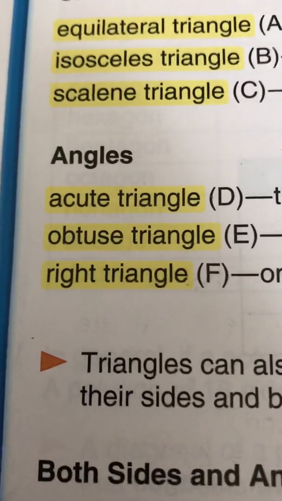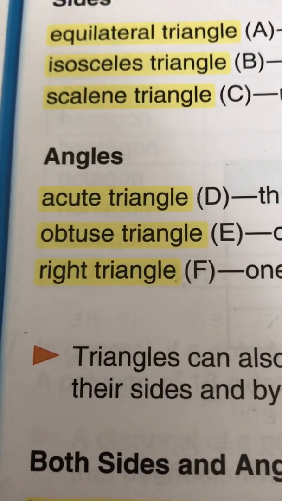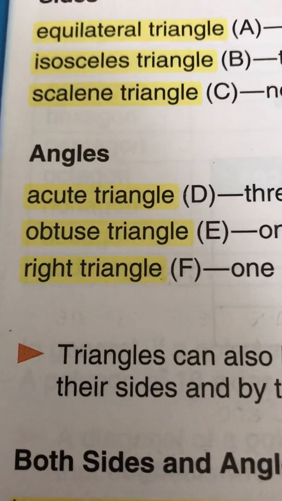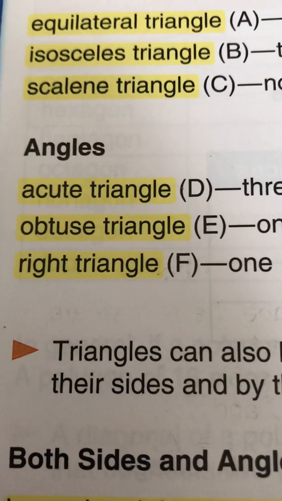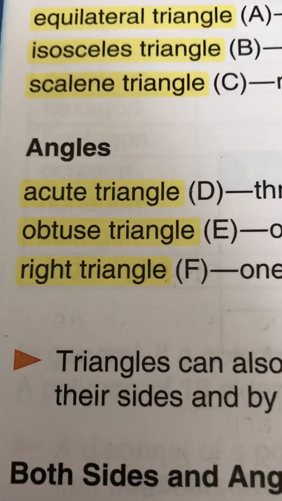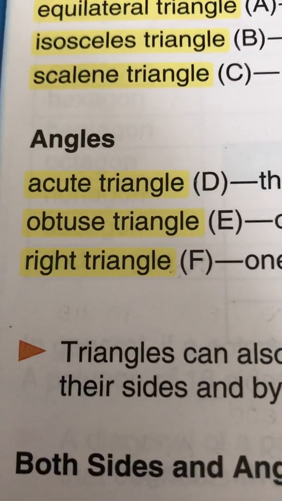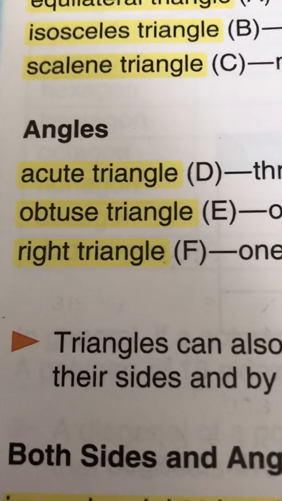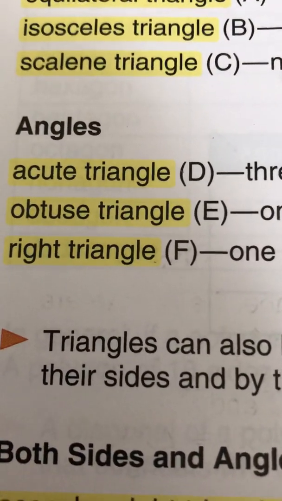So just like they sound, an acute triangle has all angles acute. Obtuse has one obtuse angle and then two acute angles. And then a right triangle has one right angle indicated by a little square and then two acute angles.